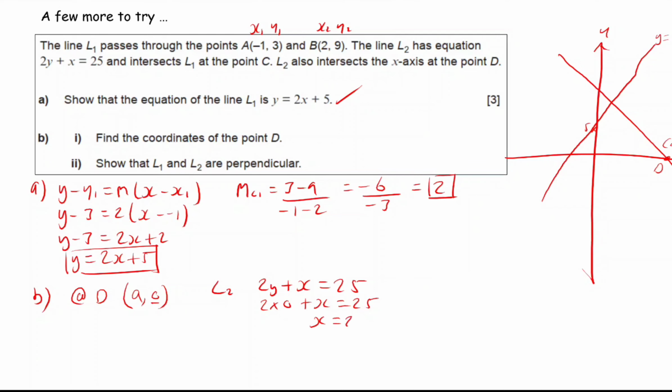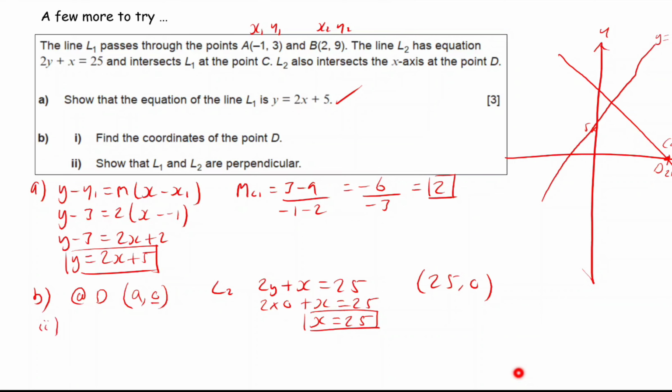So we end up with x as being equal to 25. So the coordinates of D are 25, 0. You can see how badly drawn my diagram is here. We could label that on here, so this would be 25.